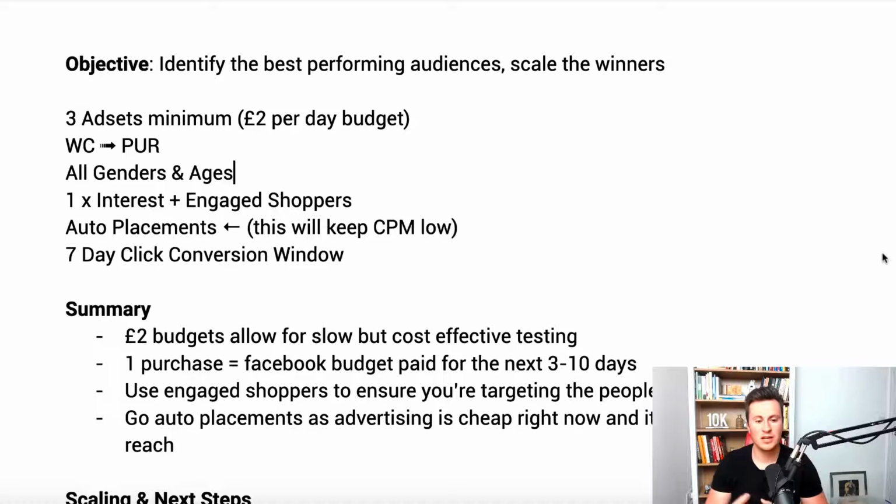So for example, if you sell a product and each order gets you £20 profit for that particular ad set, spending £2 per day, it pays for the next 10 days worth of advertising on Facebook before you're in a loss. So one purchase can mean a lot. Point number three, by using engaged shoppers, I've already mentioned this, you ensure you're targeting people that are currently shopping, are still shopping, because by selecting that, essentially it includes everybody who has hit the shop now button on other people's Facebook ads in the past 7 days.